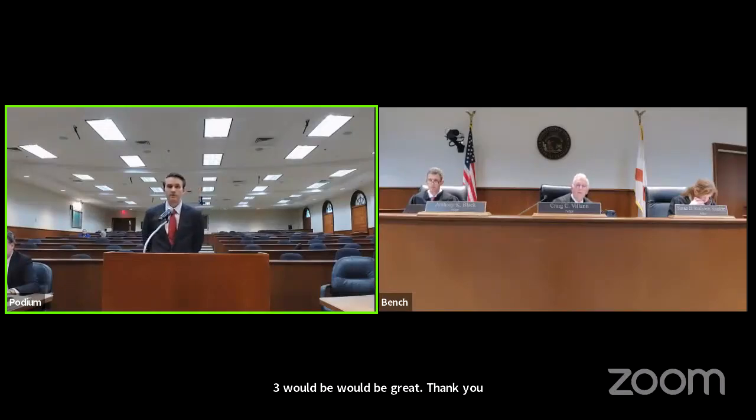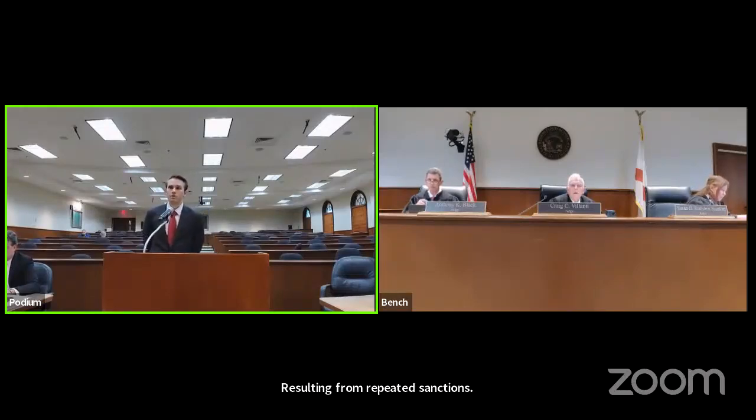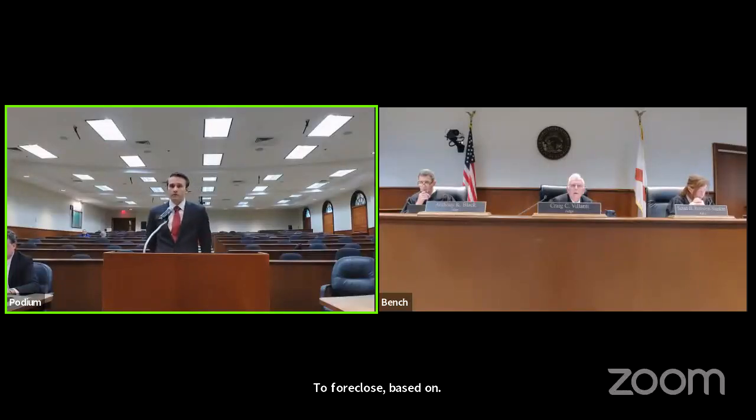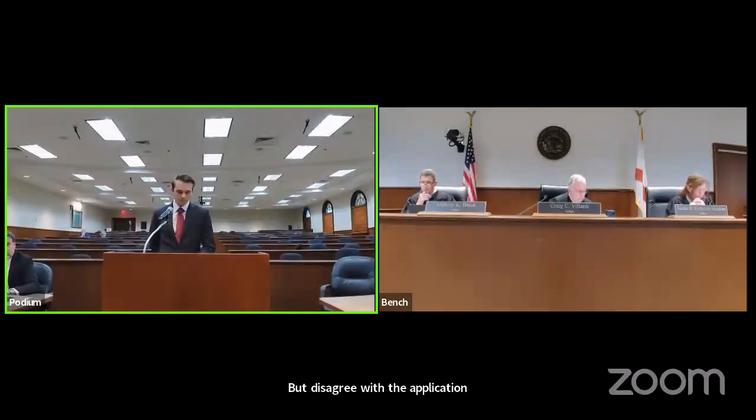The issue on this appeal is whether an involuntary penalty dismissal resulting from repeated discovery sanctions can serve as the basis for a trial court denying a mortgagee's right to foreclose based on collateral estoppel. The parties seem to agree overall with respect to the elements of collateral estoppel, but disagree with the application of those elements to the facts in this case.